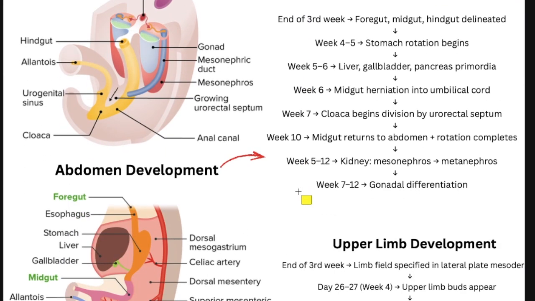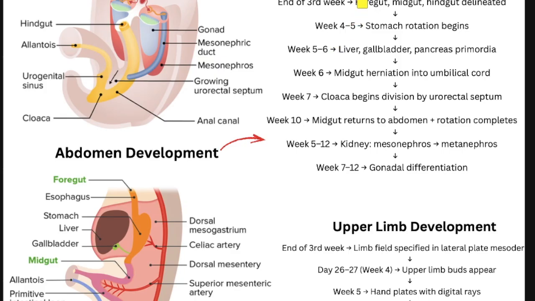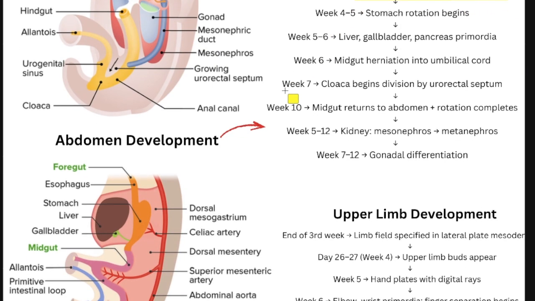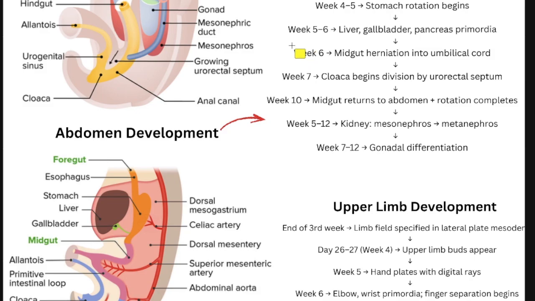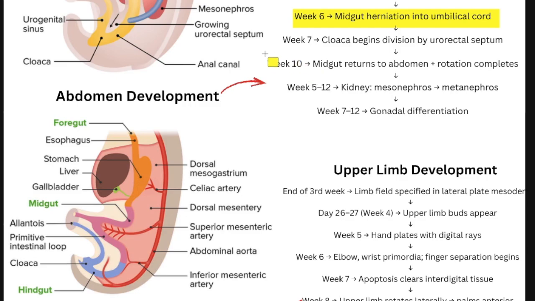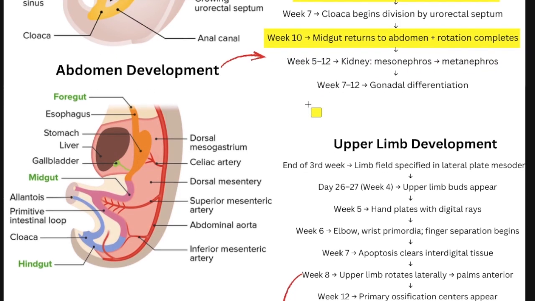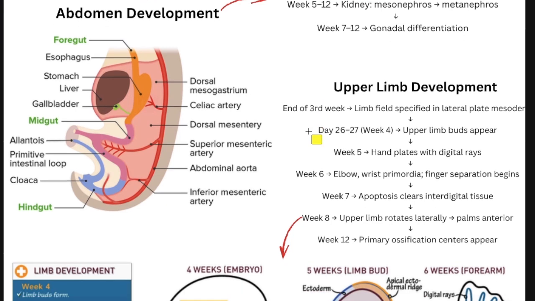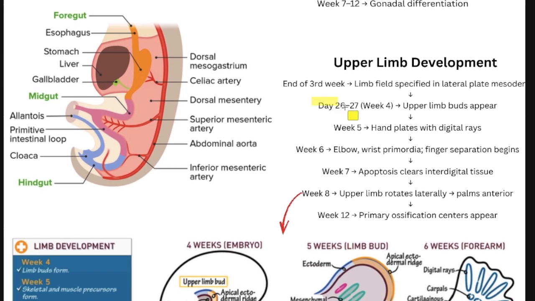The gut tube differentiates into the foregut, midgut, and hindgut. A notable event occurs in week 6 when the rapidly growing midgut herniates into the umbilical cord. It returns to the abdomen in week 10, undergoing a complex rotation as it does so. The limbs begin as small buds in week 4. The upper limbs appear first, followed by the lower limbs a few days later.